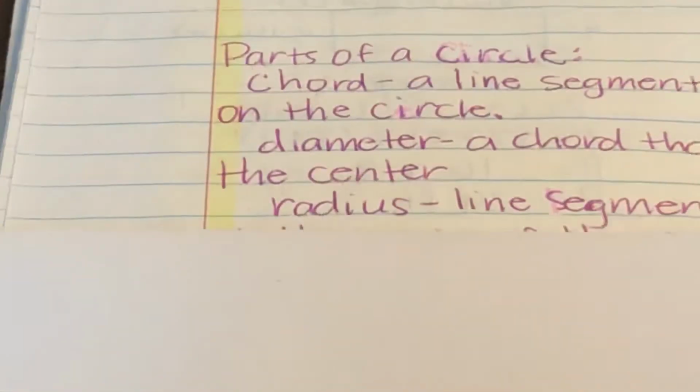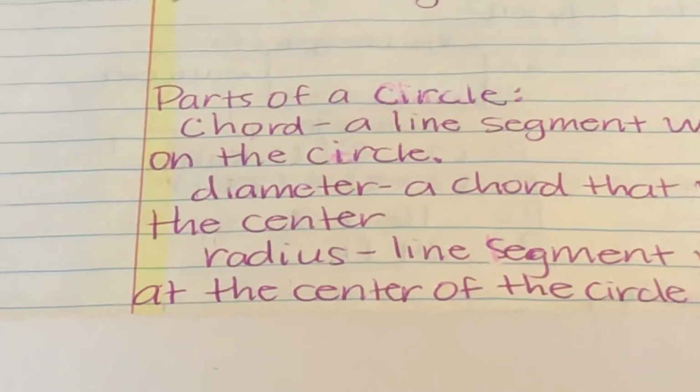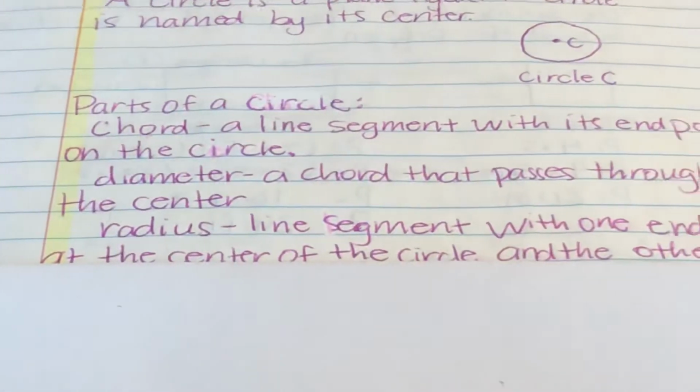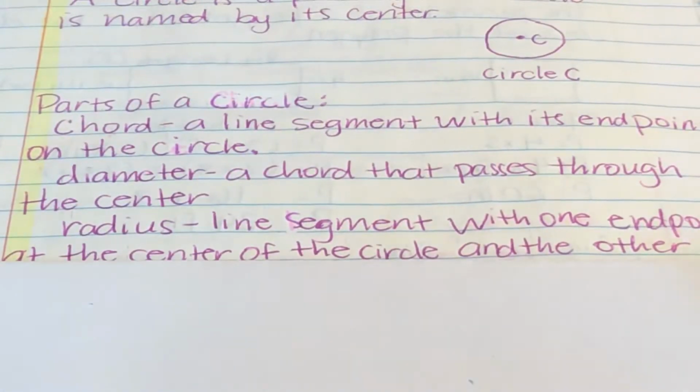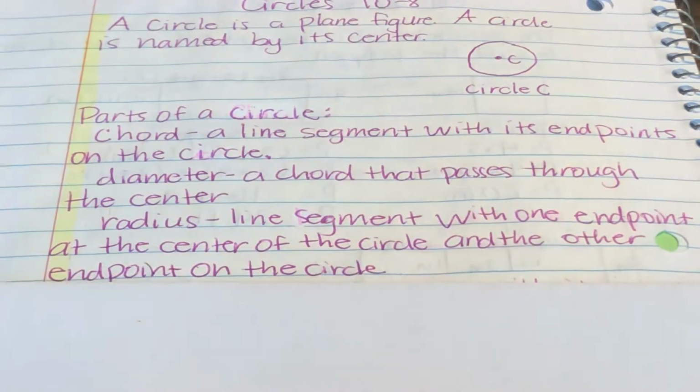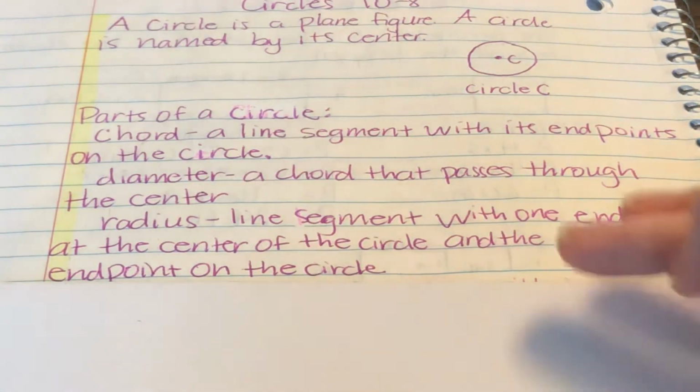All right, the next one we have is radius. The radius is a line segment with one endpoint at the center of the circle and the other endpoint on the circle. Totally different from the first two. So this is a line segment, but one of the endpoints is the center of the circle. The other endpoint is on the circle. So let's take a look at our circle again.